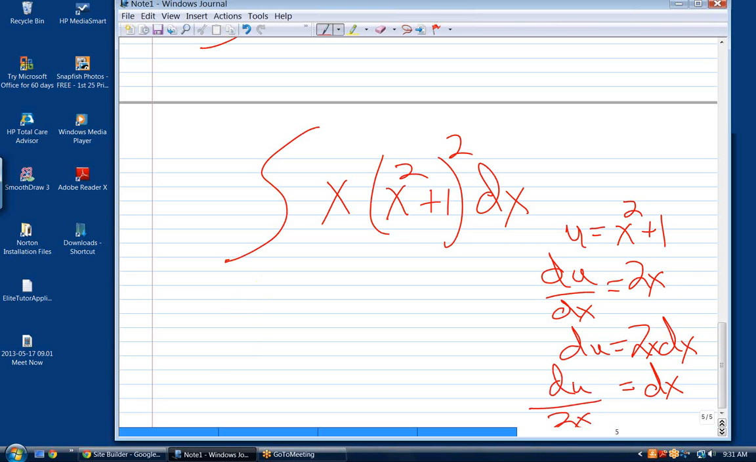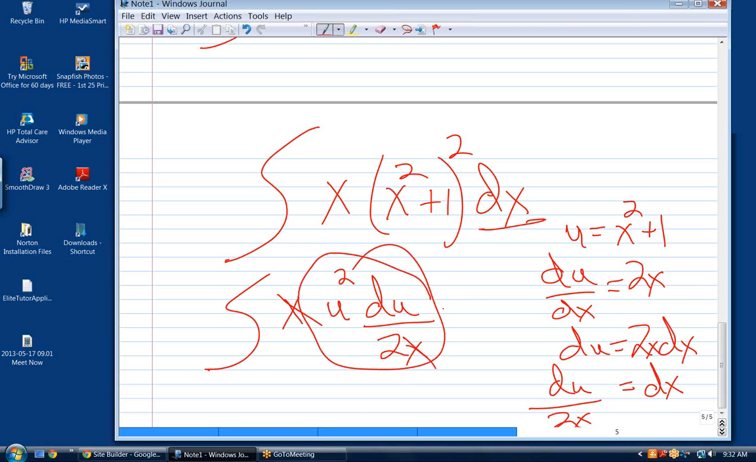Now let's substitute. So we have x there. We have u squared. And then for dx, I'm going to put in du over 2x. Well, the x's still cancel. Now I can integrate this just fine. It's u cubed over 6.